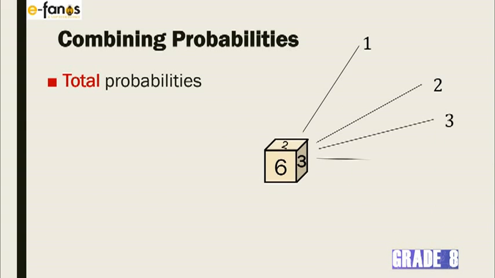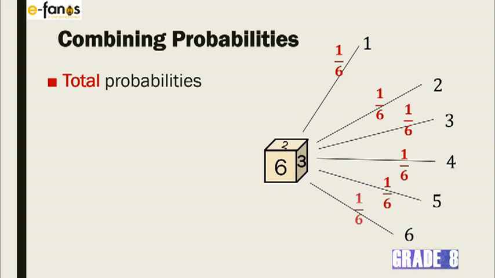We can combine probabilities by looking at all the possible options. For example, if we were rolling a dice, the possible options are 1, 2, 3, 4, 5, and 6, and these probabilities are all 1/6. If we add up all of those probabilities, we'll get 1. And this is always the case. The total probabilities of all the different outcomes always add up to 1.